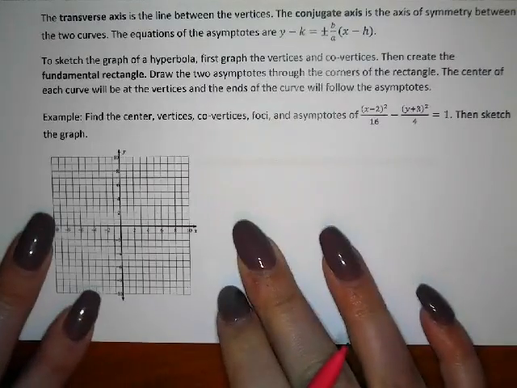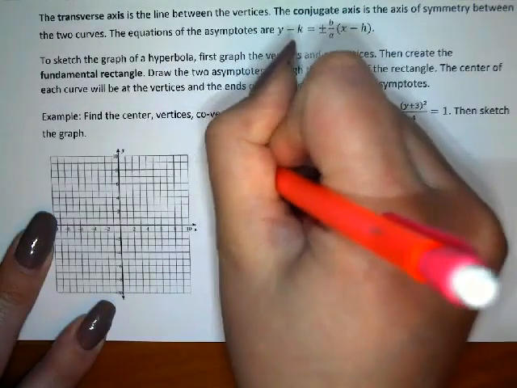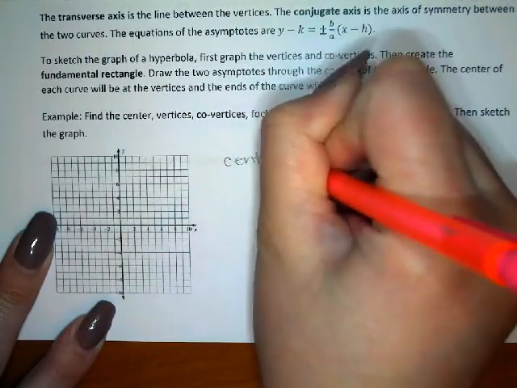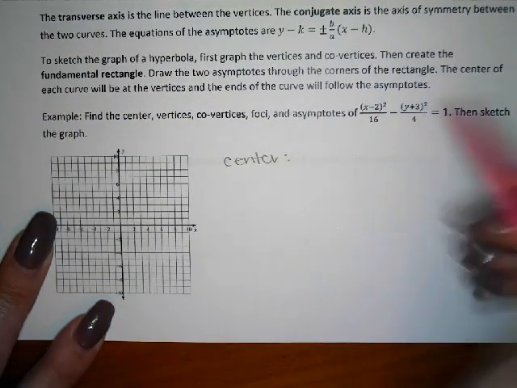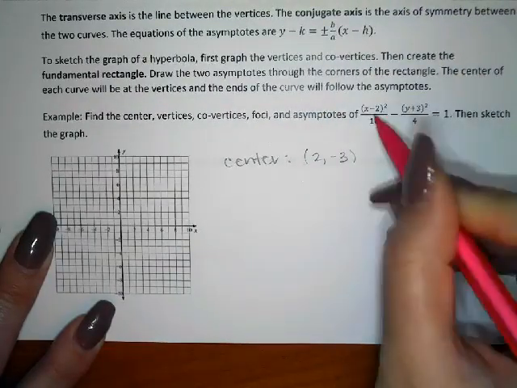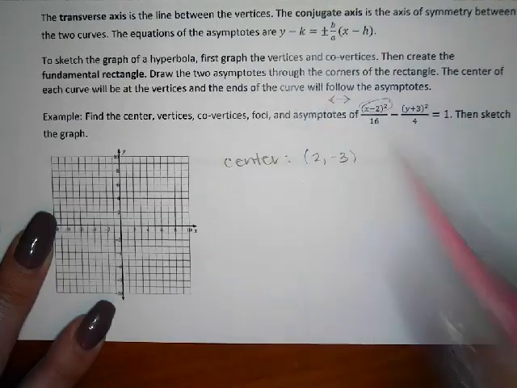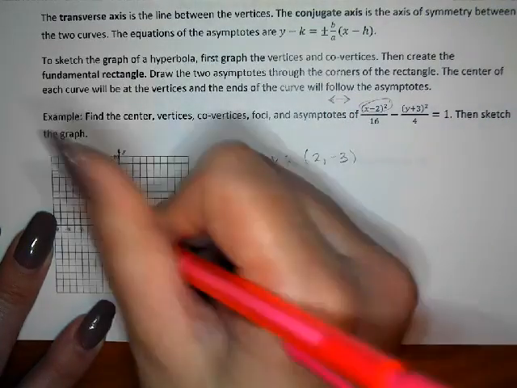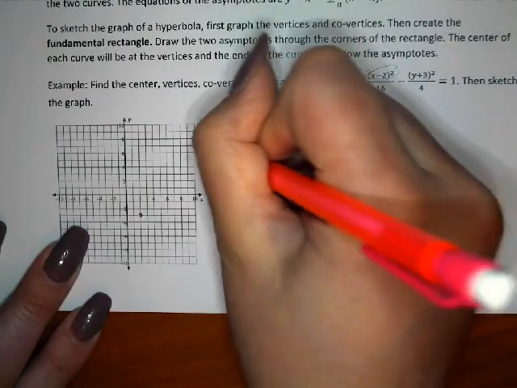Okay, so we're going to go ahead and try the first example. It says find the center, vertices, co-vertices, foci, and asymptotes. So the center is 2, -3. And because the x goes first, that means that we're going to have the curves on the left and the right side. So 2, -3 is the center. And then we can find the vertices.